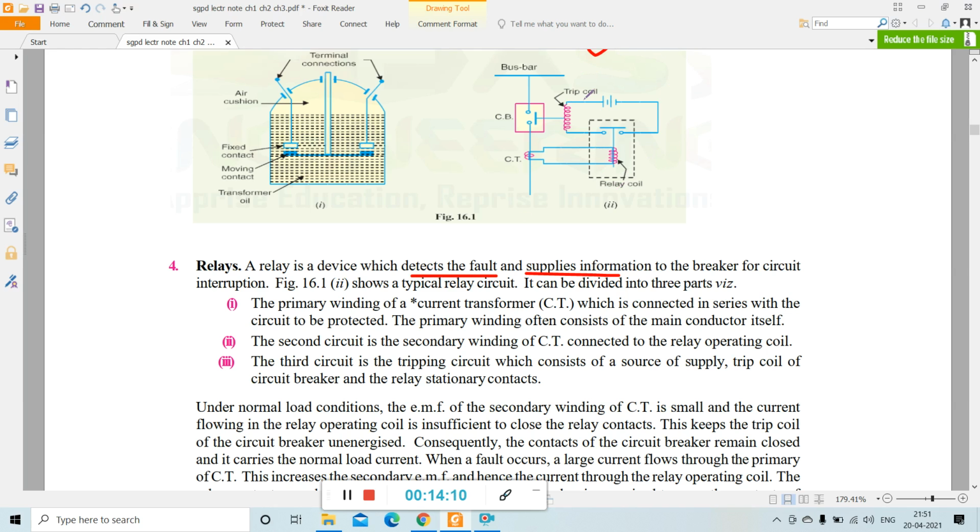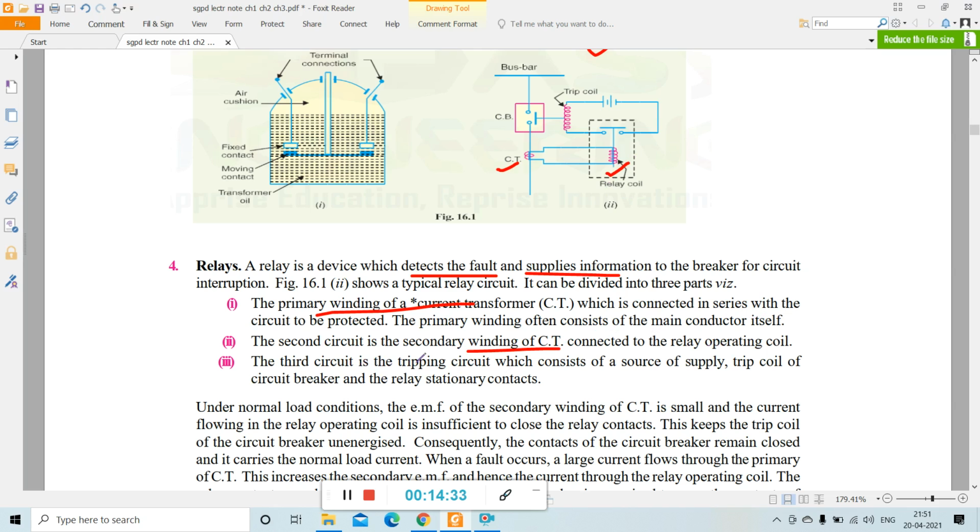It can be divided into three parts. The first part is the primary winding of the CT, which is connected in series with the circuit to be protected. The primary winding often consists of the main conductor itself. The second part is the secondary winding of the CT, which is connected to the relay operating coil.